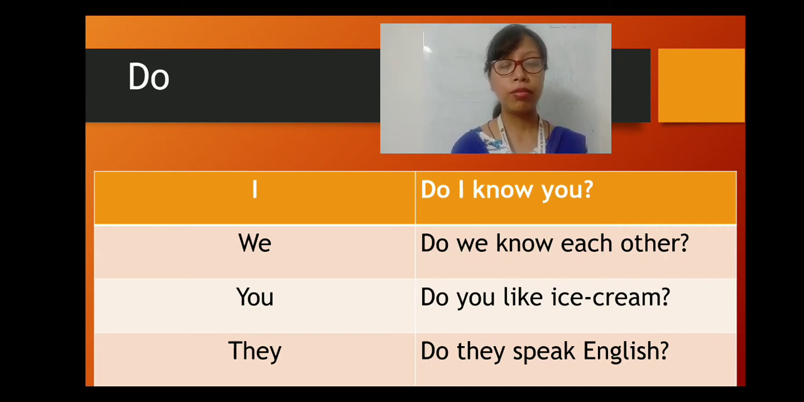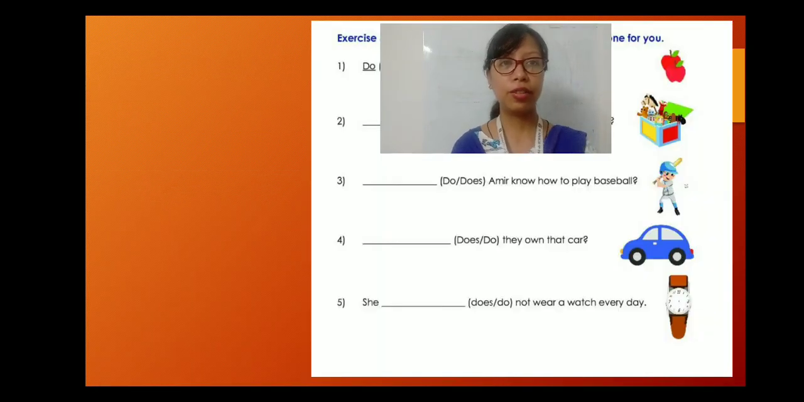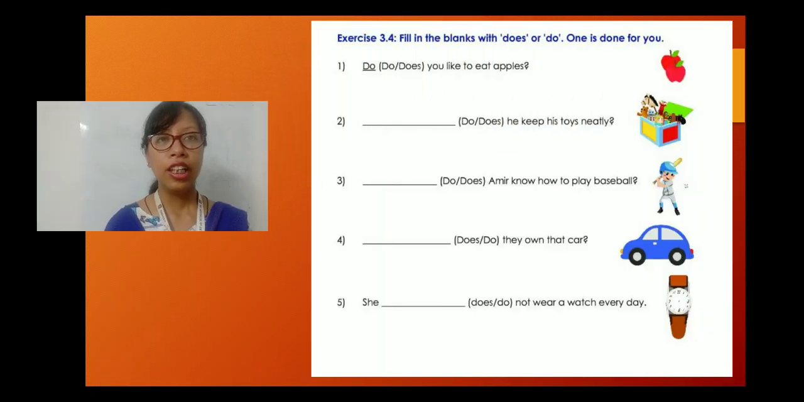So always remember: has for the singular, have for the plural, except I and you. In the same way, does for the singular, do for the plural, except I and you. Clear? Now let's move towards the exercise.